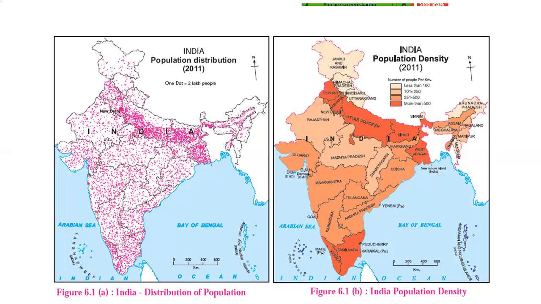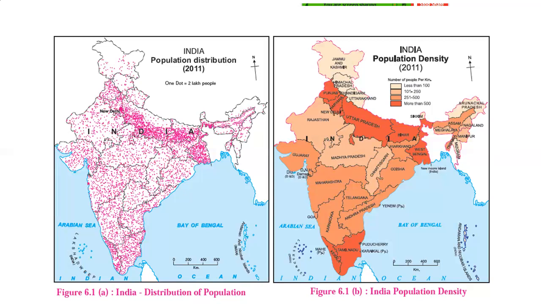The reason for this uneven distribution is the physiography of a region and the climate, which plays a very important role. In regions where fertile land and water is available for agriculture and the climatic conditions are also favorable, the density of population is very high. For example, the river basins in the peninsular region, the North Indian plains, also known as the Ganga plains, the coastal plains, the peninsular region, all these are regions where the population is very high.